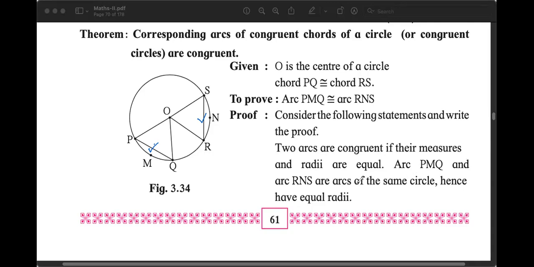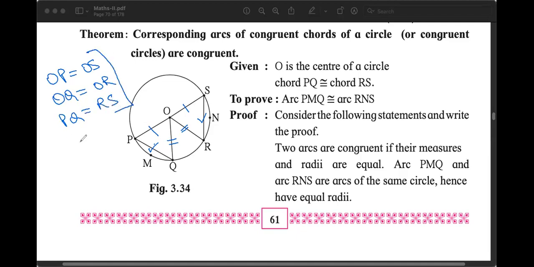इतना क्यों हम complicate कर रहे हैं? देखो अभी. We know that OP is congruent to OS, radii of the same circle. We know OQ is congruent to OR. Once again, radii of the same circle. तो मैंने क्या कहा? OP is congruent to OS, OQ is congruent to OR, और दिया हुआ क्या है? PQ is congruent to RS.